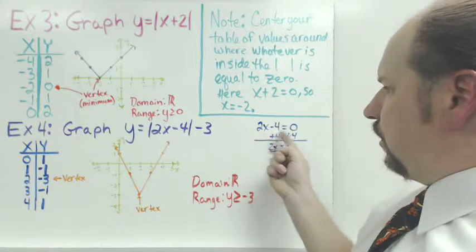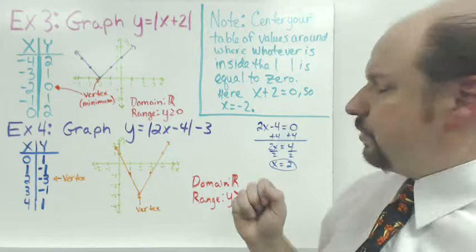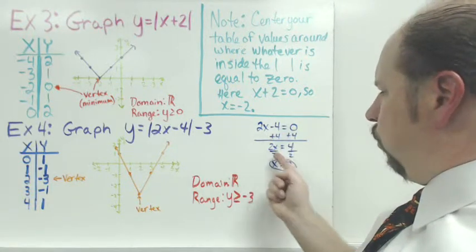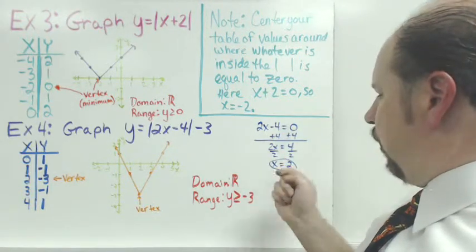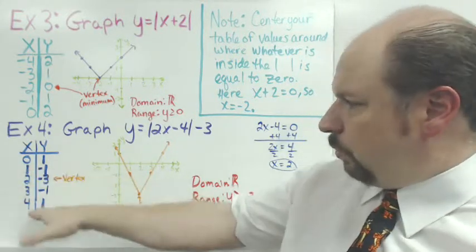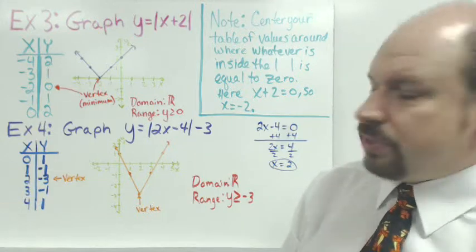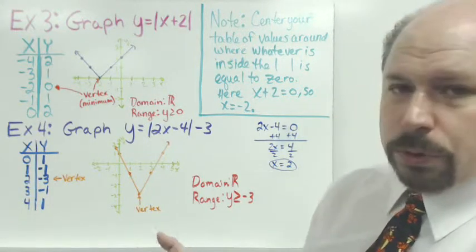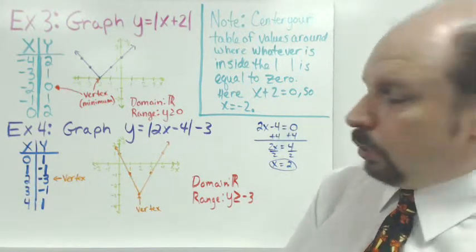So over here I've set up my equation. 2x minus 4 equals 0. So I add 4, we get 2x equals 4. Divide both sides by 2, we get x equals 2. So I'm going to center my table of values around 2 this time. So some numbers smaller than 2 would be 0 and 1.